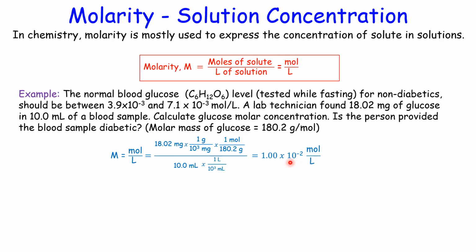Okay? So in order to answer the last question, we have to compare this molarity with the range right here. And since here is 10 to the negative 3, and here we have 10 to the negative 2, in order to compare, let's change this one to 10 to the negative 3 as well. If we want to decrease the exponent by 1, we have to move the decimal point to the right once. Then that will be 10 times 10 to the negative 3 molar. And that actually is higher than the higher end of the range. So therefore, the person who provided the blood sample should be considered diabetic.